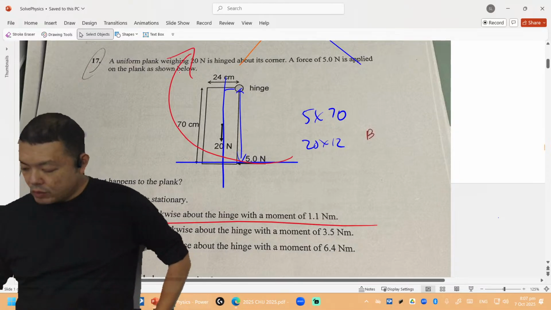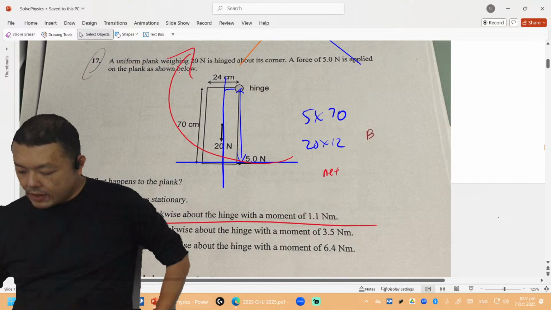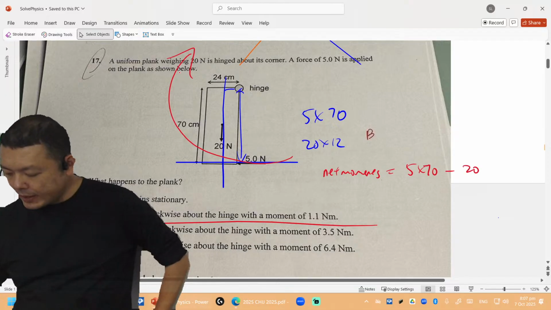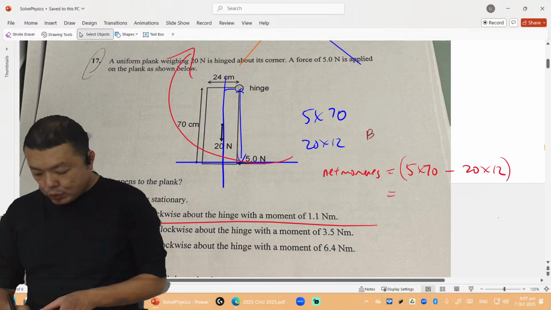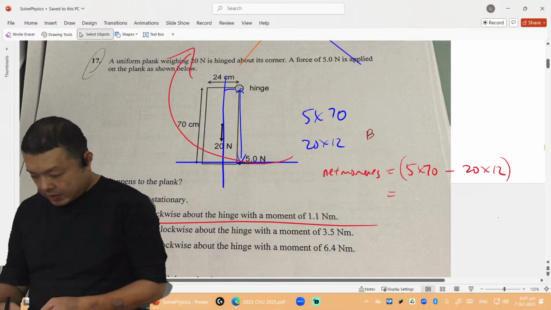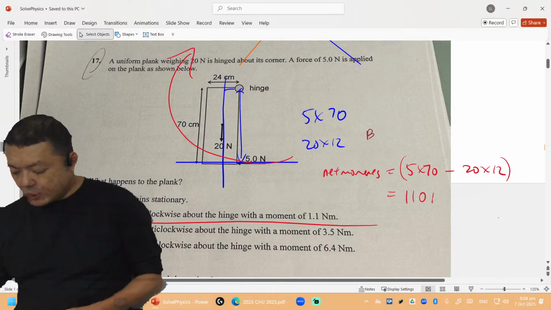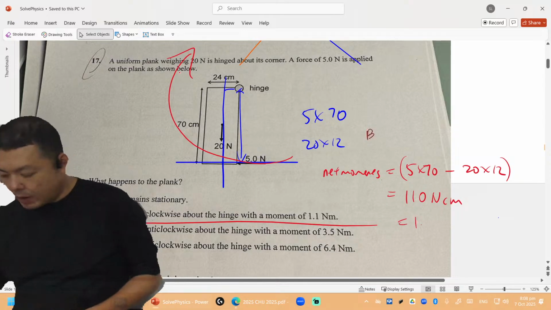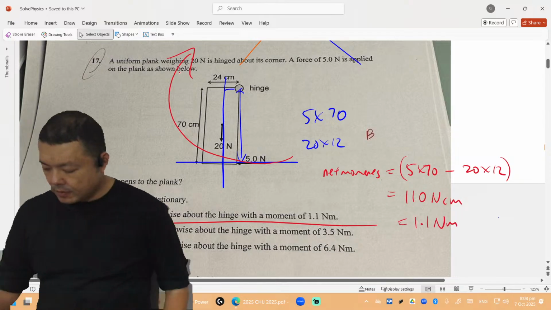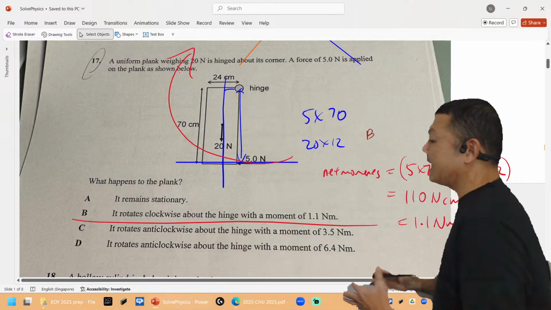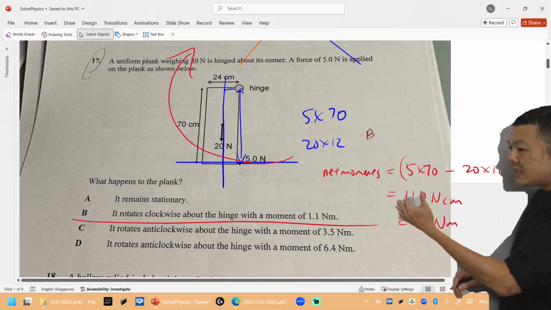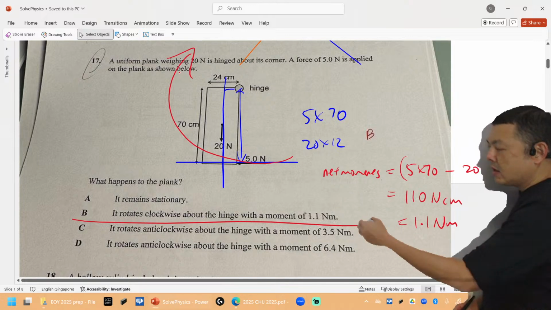Okay, hang on. I want you to write this down. So net moments equals to 5 times 70 minus 20 times 12. Okay? So if you do get a net moment, 5 times 70 minus 20 times 12, you get 110 Newton cm, right? Or rather 1.1 Newton meter. Okay? So you got to understand that when your moments are not balanced, it will rotate.